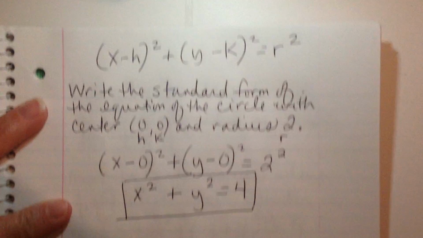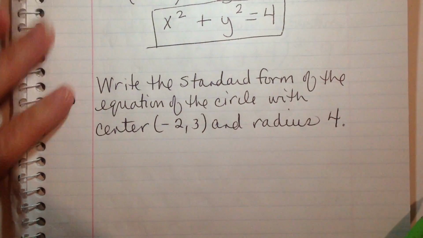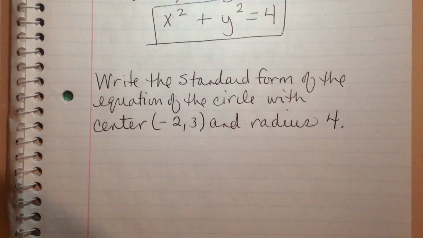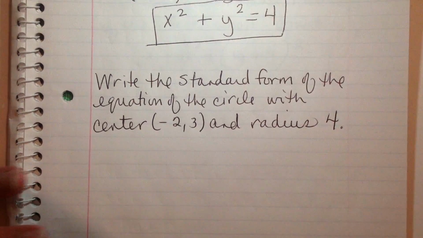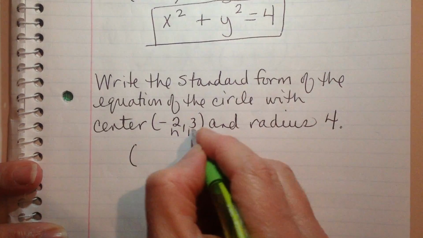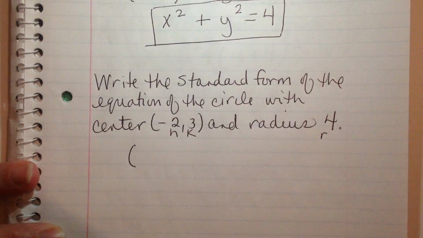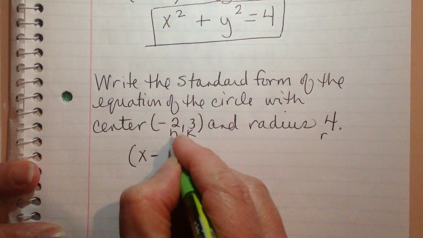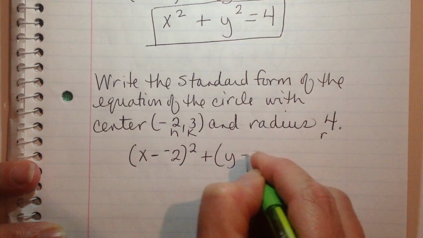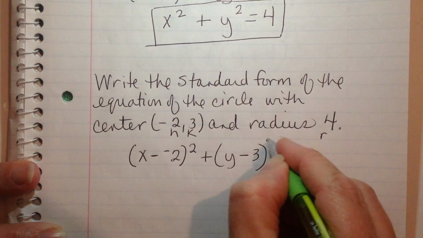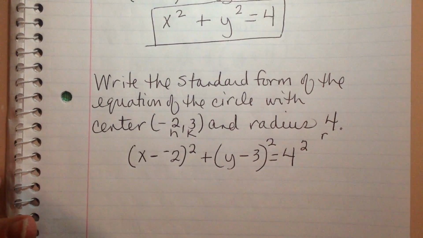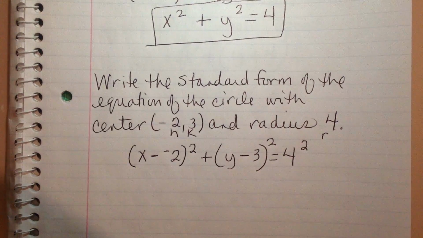All right, let's look at the next example. Write the standard form of the equation of the circle with center (-2, 3) and radius 4. So plugging it into your formula, remember h is -2, k is 3, and r is 4. So we have (x minus (-2)) squared plus (y minus 3) squared equals 4 squared. I plugged h, k, and r into the formula.